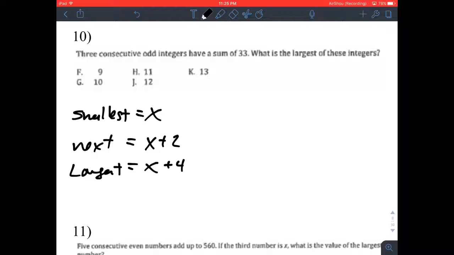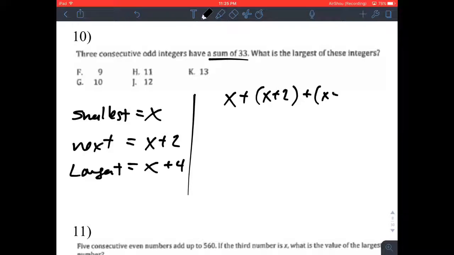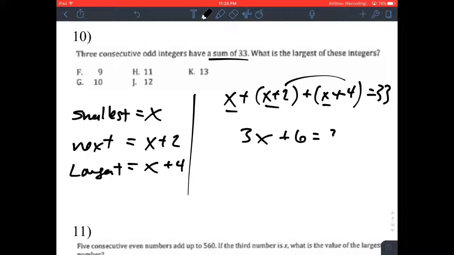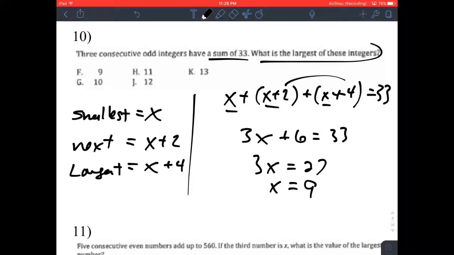It says their sum is 33. So x plus x plus 2 plus x plus 4 is 33. We got 3 x's. 2 plus 4 is 6. If you subtract 6 from both sides and divide by 3, you get 9. The question is, what is the largest of these integers? Well, the largest one is going to be 9 plus 4, which is 13.